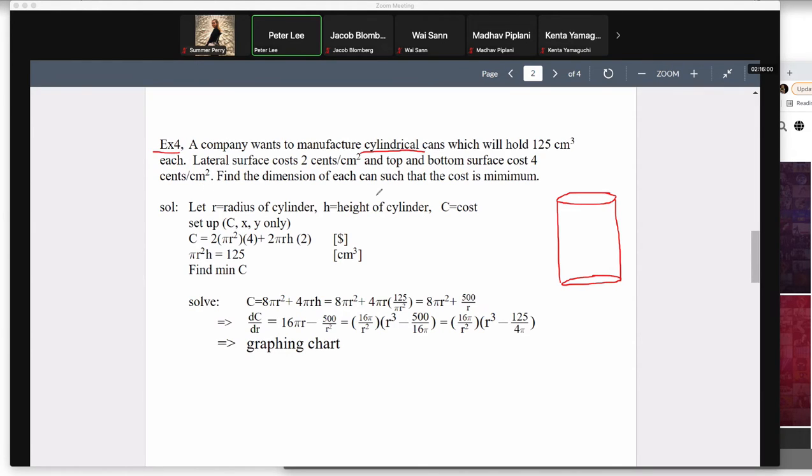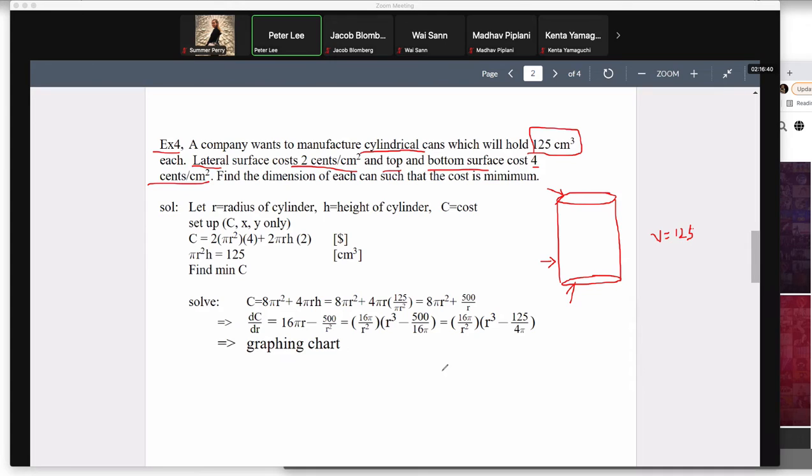A company wants to manufacture cylindrical cans which will hold 125 centimeter cube. So this is the volume here. We want the volume to be 125 centimeter cube. Lateral surface area, meaning the side surface area, costs 2 cents per centimeter square. And the top and the bottom surface cost 4 cents per centimeter square. So it looks like the bottom and the top are more expensive. The side is a little bit cheaper.